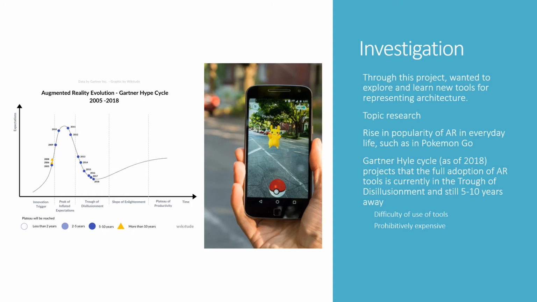So I began my process by doing a dive into topic research, where we explored the Gartner hype cycle, which most of us did throughout our project process. But what the Gartner hype cycle revealed was that even though it's becoming more popular, currently we're in the trough of disillusionment, and it is still, as of 2018 when this chart was pulled, 5 to 10 years away. And that was determined to be because of the difficulty of use of the tools.